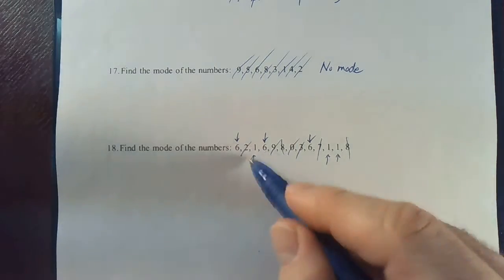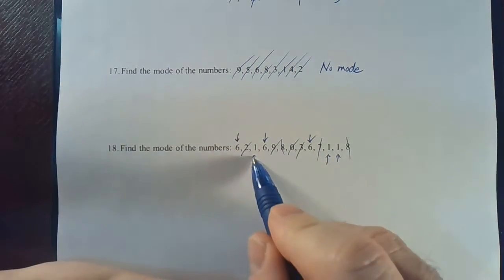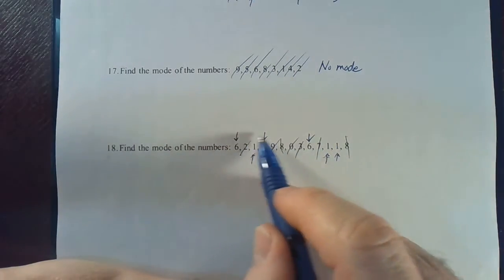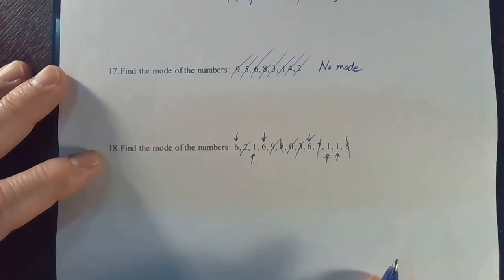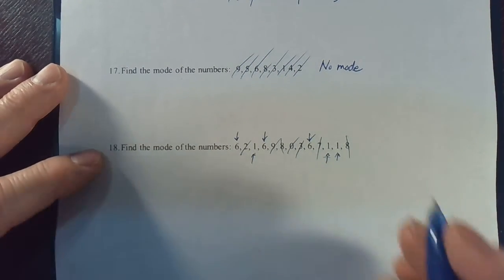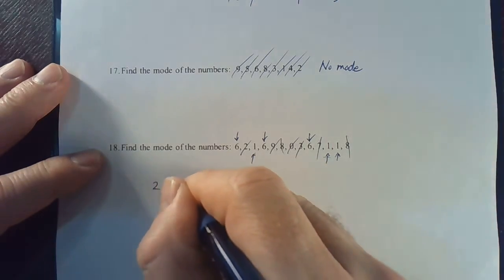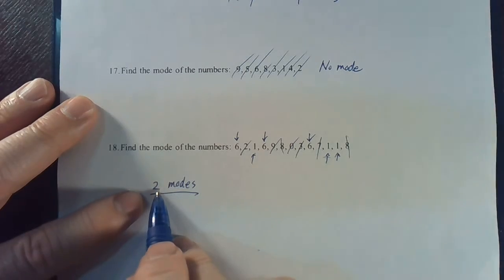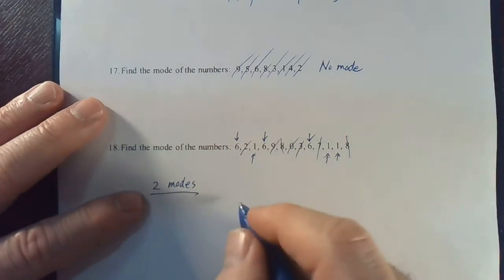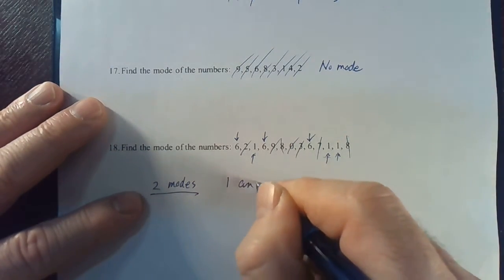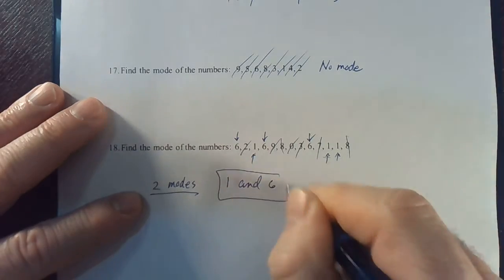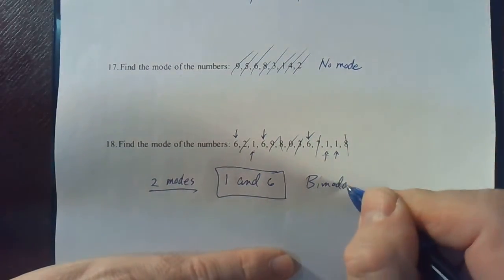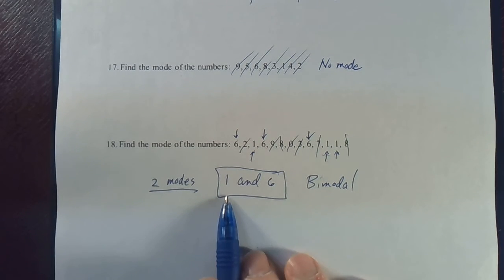So every number is either scratched out, or it's the number 1 where I put the arrows underneath, or the number 6 where I put the arrows above. So this one has 2 modes. The number 2 is not the mode, but the 2 modes are 1 and 6. And this is called bimodal, when it has 2 different modes.